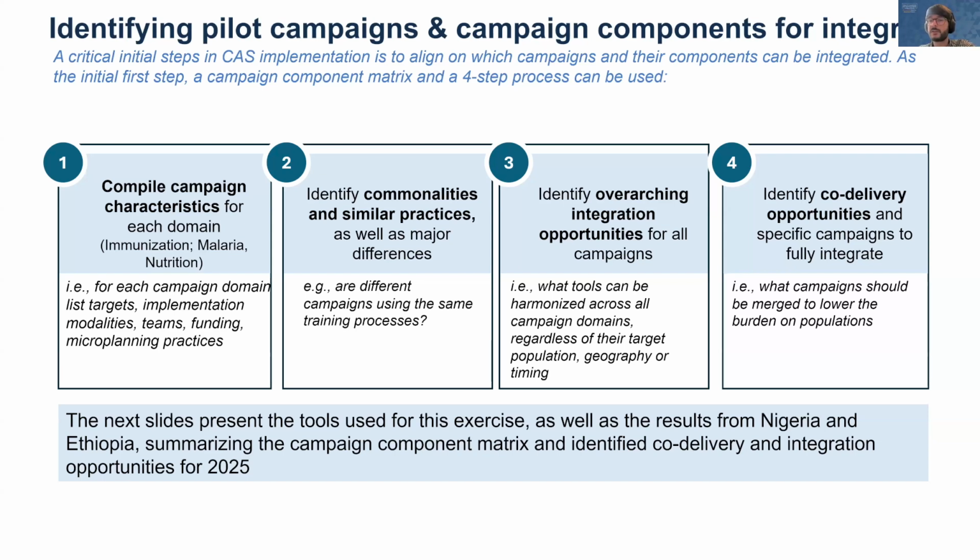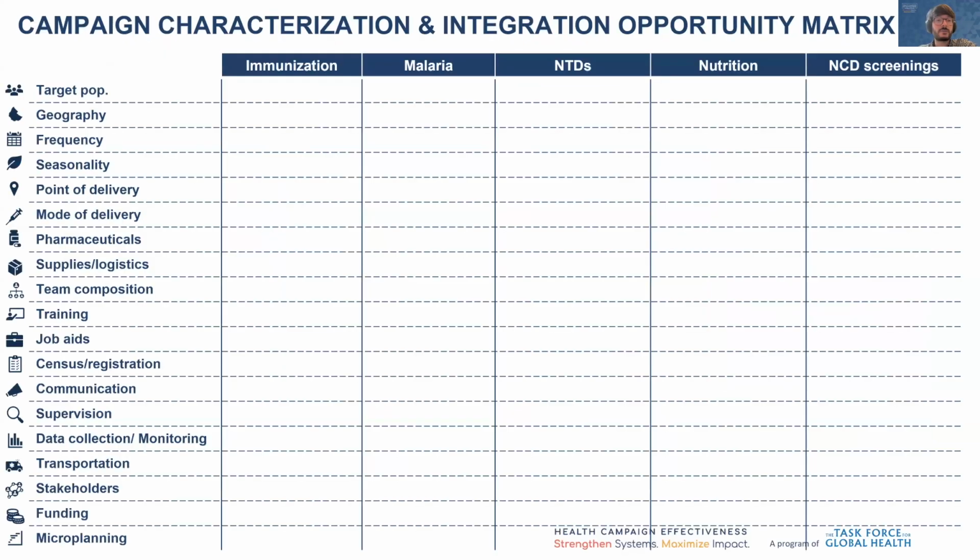So what is included in CAS.tools is a form that helped us build this integration matrix that is pretty straightforward. It's a list of all campaign components that can be sorted by disease domain so that we can effectively visualize where harmonization might be possible, or collaboration at the very least.